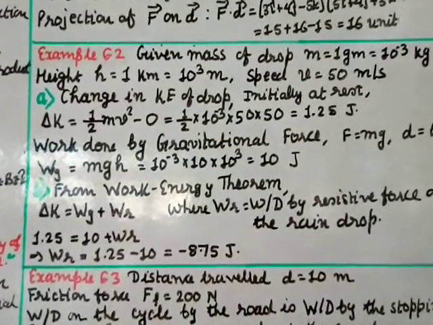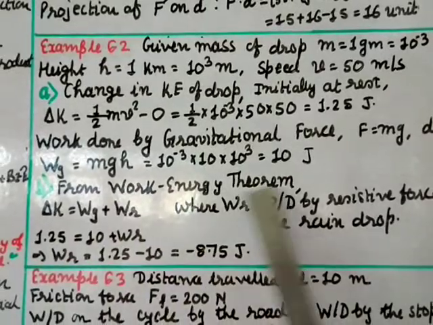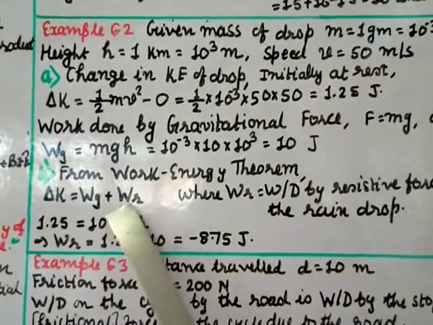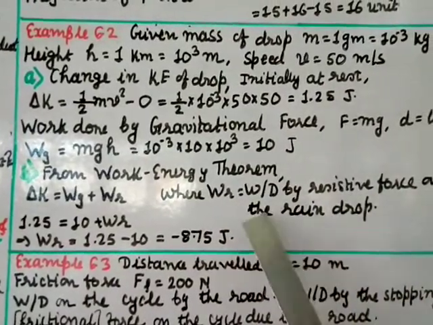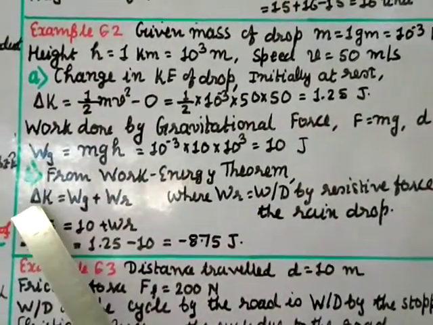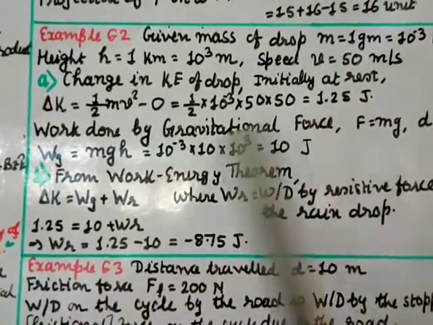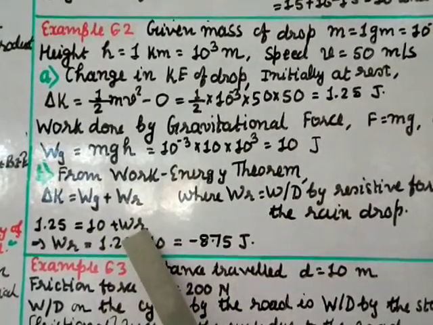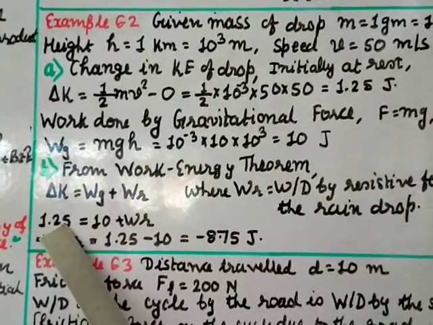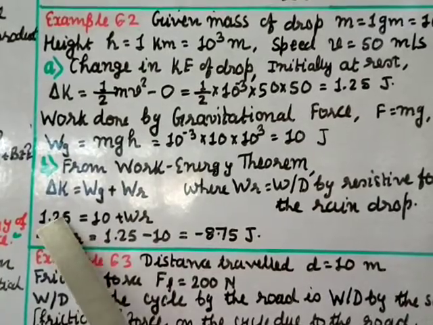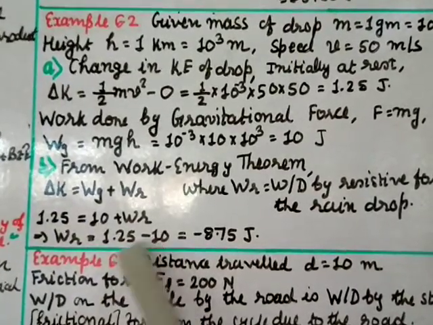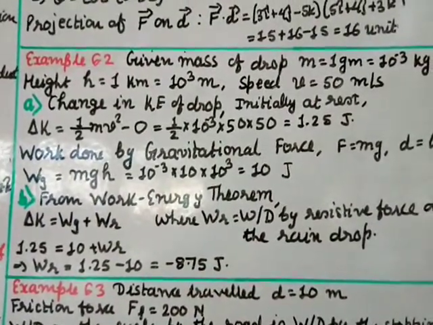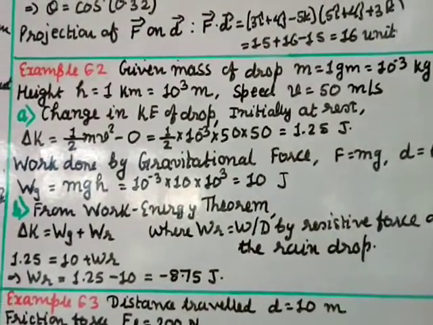For part B, from the work energy theorem, delta K equals Wg plus Wr. What is Wr? It is the work done by the resistive force on the raindrop. The delta K value we found is 1.25, and Wg we found is 10, plus Wr as it is. Transferring 10 over, Wr equals 1.25 minus 10, which gives minus 8.75 joule. So that is the solution for example 6.2.